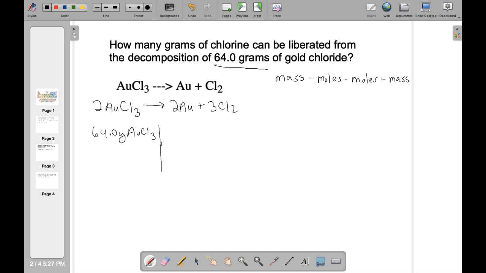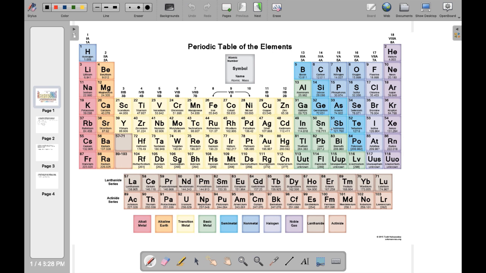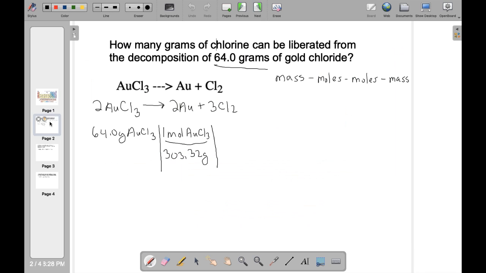And I'm going to convert this to moles. How many moles of gold chloride do I have? Well, I will use a conversion factor. I know 1 mole of gold chloride equals 303.32 grams. You're probably saying, wait a minute, hold up, where did this number come from? This is a molar mass. Really all I'm doing is going to the periodic table. I'm looking at gold. Let's go to the periodic table and look at gold. And gold is 196.967 grams per mole.